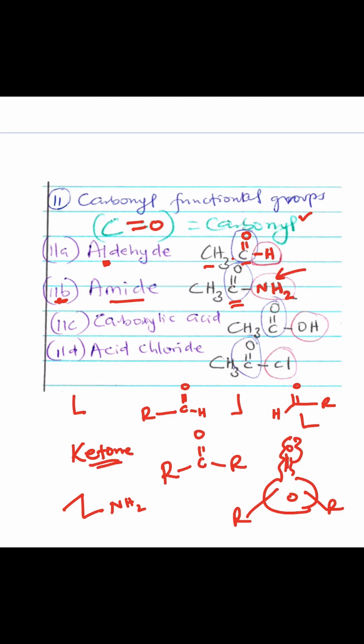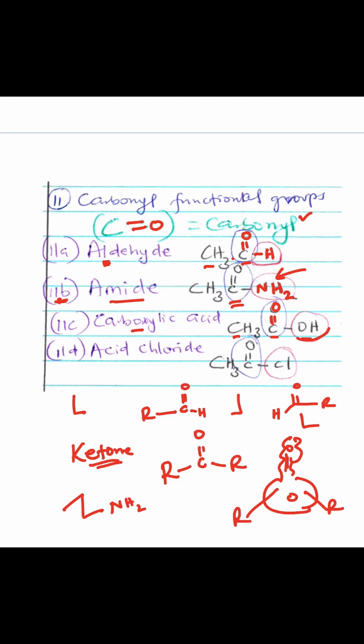The next one is carboxylic acid, and carboxylic acid has alkyl group, carbon double bond oxygen, and then an OH. So that's different from an alcohol. An alcohol, you just have carbon OH. There's no carbon double bond oxygen. So here, the same carbon that has double bond oxygen also has an OH group. So that becomes a carboxylic acid.